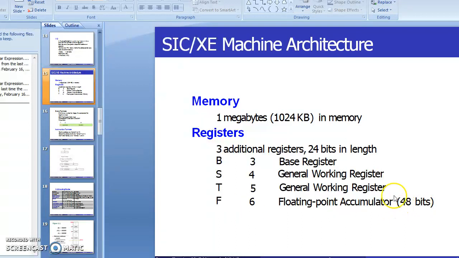It consists of only 48 bits. Then the numbering orders are B is 3, S is 4, T is 5, F is 6. Then both have to be combined. That means the accumulator in SIC is 0, X index is 1, then L is 2. Then accordingly PC and SW: PC is 8, then SW is 9. So in total we use 9 registers.